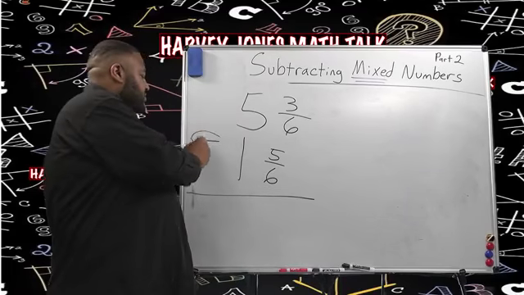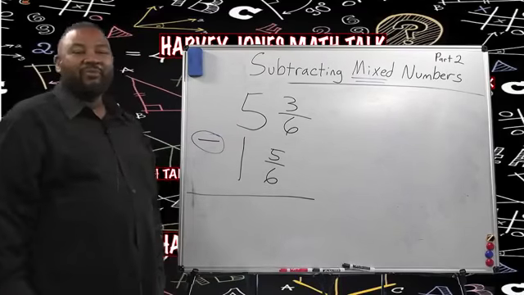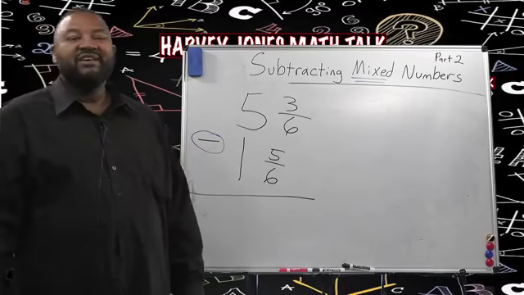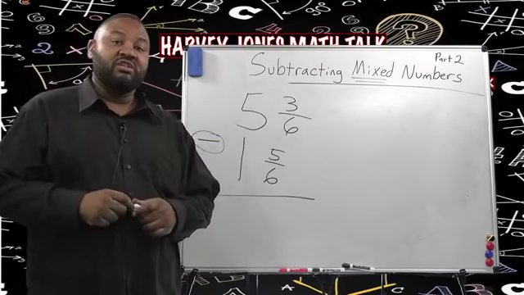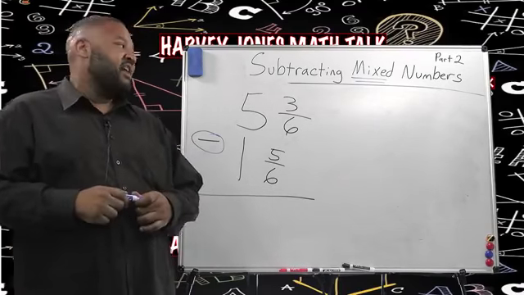First thing I'm going to do is do what? Circle my operation. Understand that I'm doing what? Subtraction. That's the first thing I'm doing is subtraction.